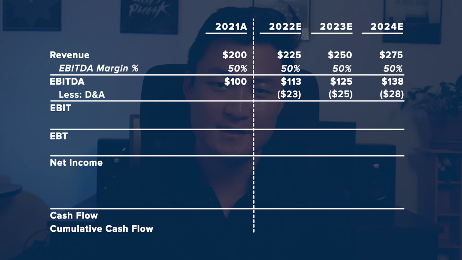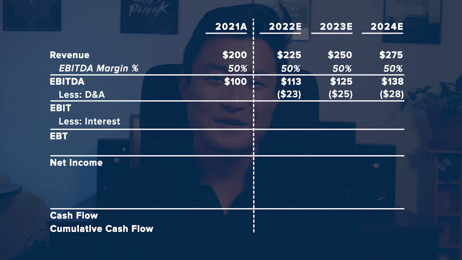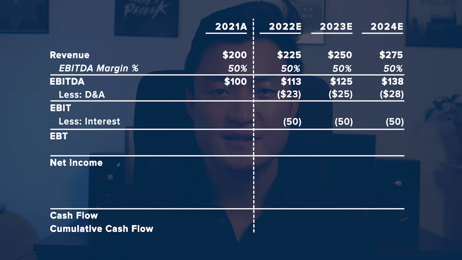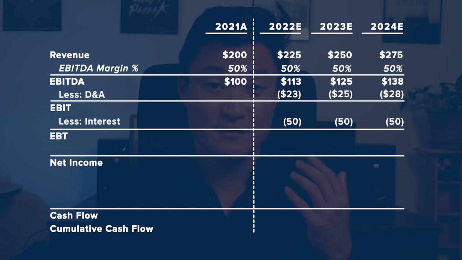So the next calculation we need to do is calculate interest. We're going to go from EBIT to EBT. So for interest, we are going to multiply the initial debt, which we calculated in the first step, of $500 million and multiply that by 10%. And that means we have $50 million in interest every single year. The prompt tells us that we don't have to pay down debt over time. So it's going to be a flat 50 million.